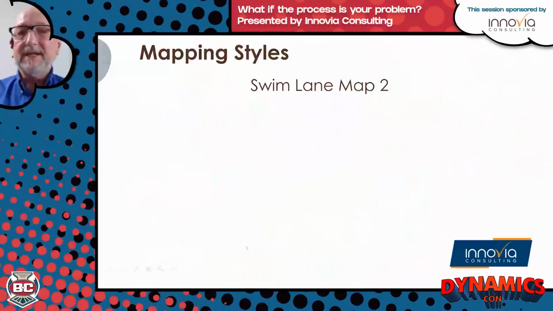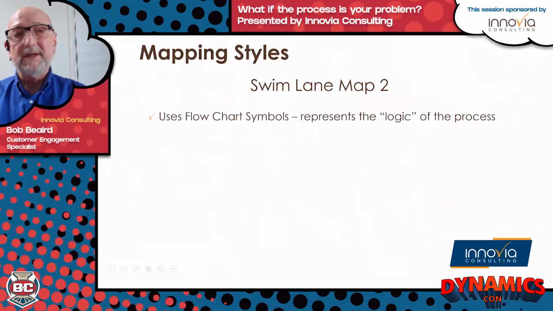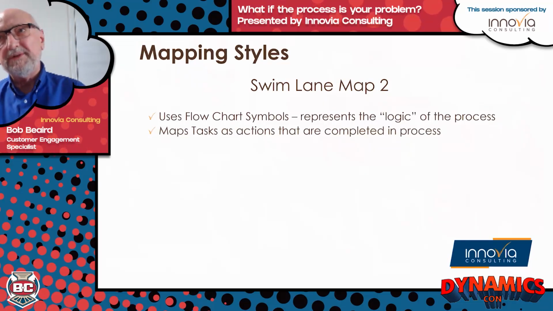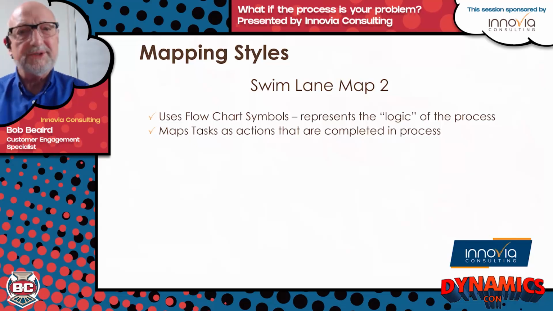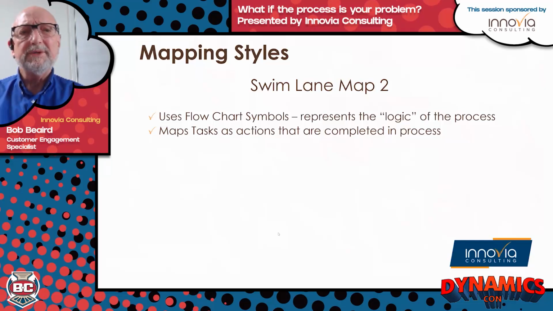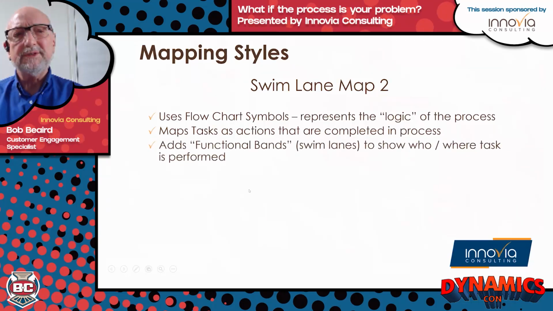The second method that we use, and the one that I in particular have used most of my life, uses flowchart systems. So it represents more the logic of the process. If you look at the previous one, you didn't see any place for decision diamonds, for example. Yes, no, we're going this path or that path. You're going to map tasks at a little higher level as actions that are completed in the process.